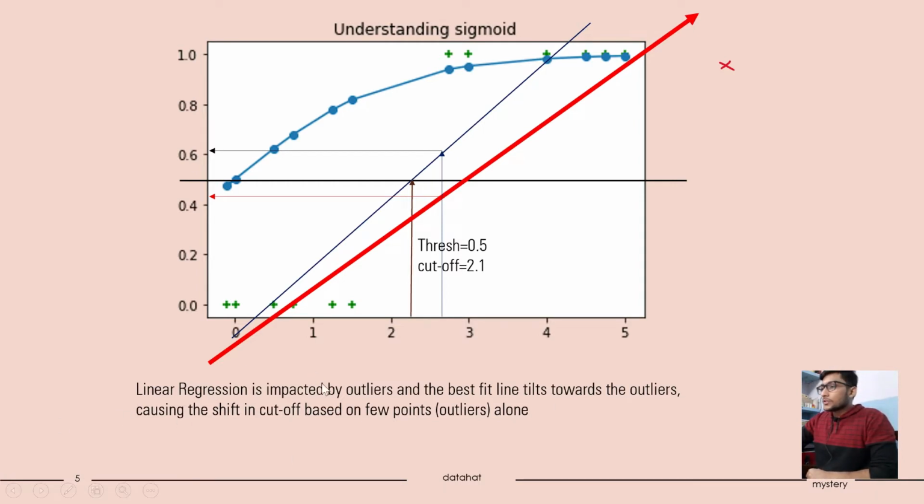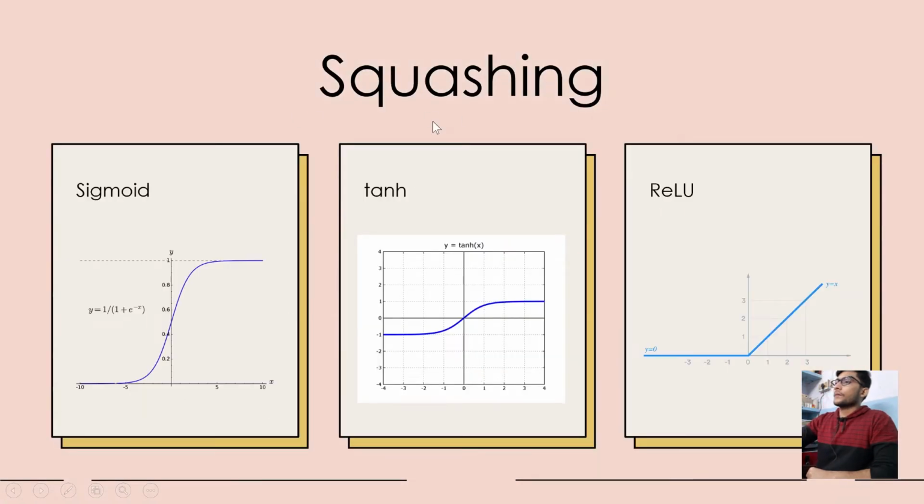So as we mentioned, linear regression is impacted by outliers and the best fit line tilts towards the outliers. Coming to squashing: squashing is a technique which constricts your output to a certain range. We primarily talk about three squashing techniques: tanh, sigmoid and ReLU. These are very popularly used in machine learning and deep learning techniques. Logistic regression uses one of these techniques, and we'll talk about it soon.